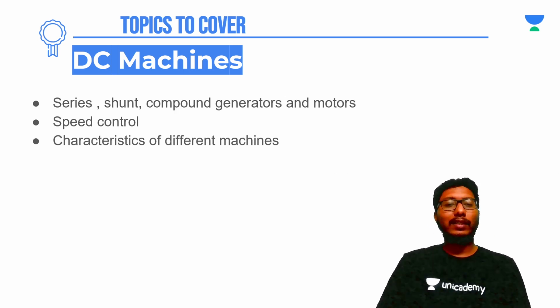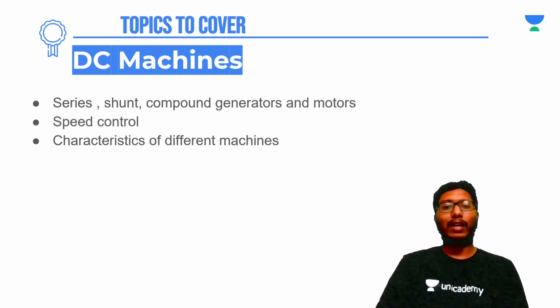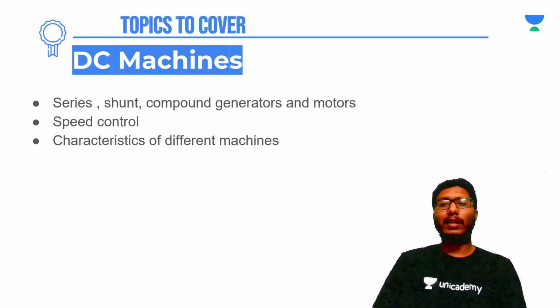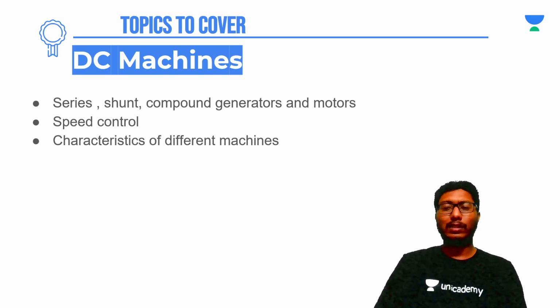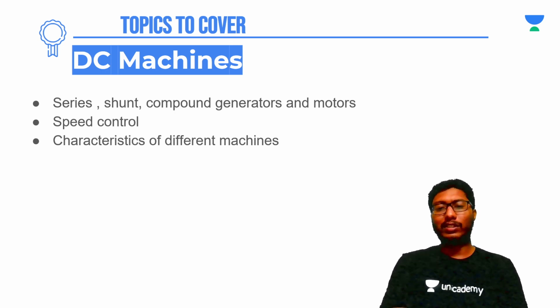So the most important thing is running the same machine as a generator and motor. So you should be careful with the directions of currents and all. And the maximum efficiency problem is not that important with respect to DC machines, but the same formula that you have obtained in transformers, you can use the same in DC machines as well.